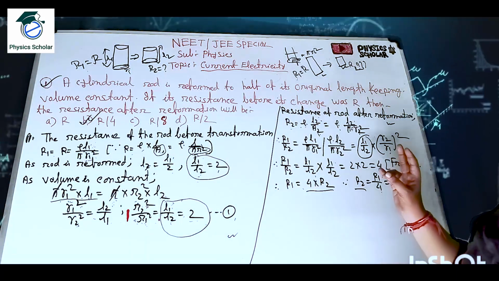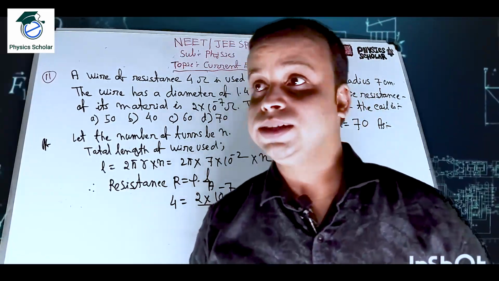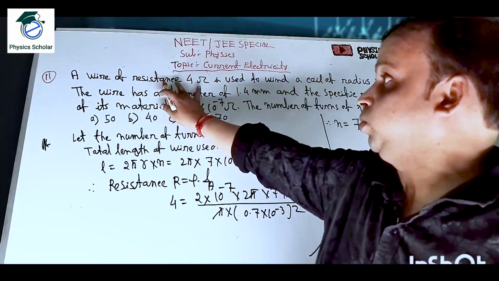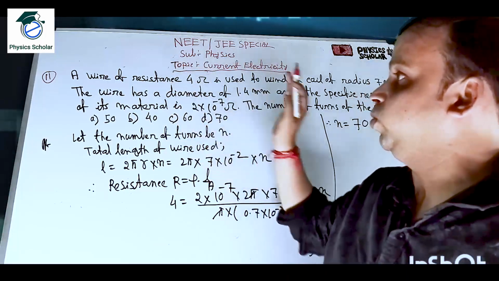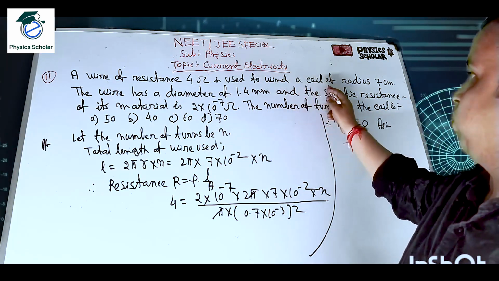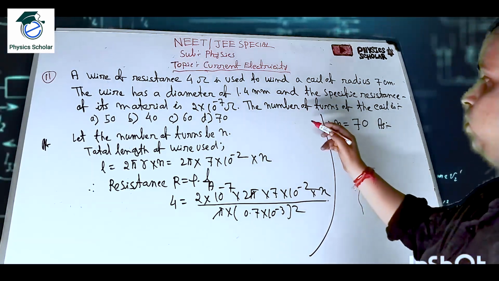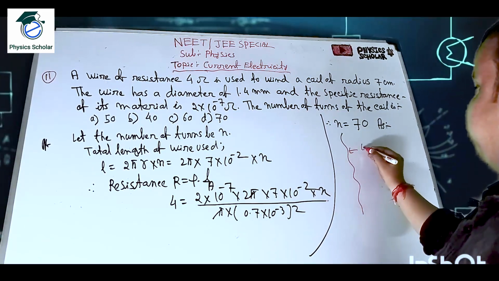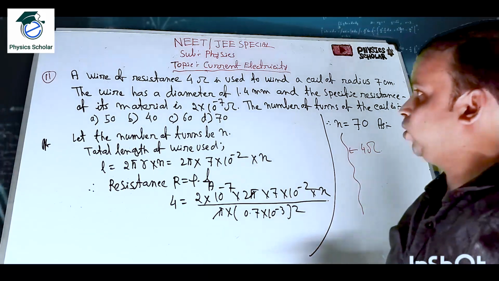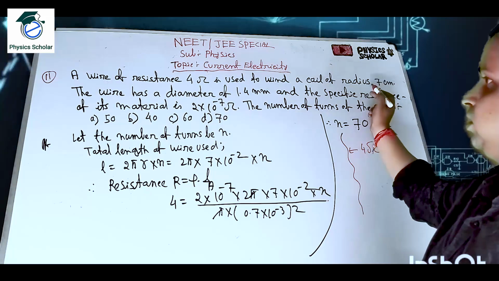Now let us move to sum number 2, numeric problem 2. A wire of resistance 4 ohm is used to wind a coil. Suppose a wire is there. Clear? The total resistance of the wire is what? 4 ohms. The total resistance of the wire or conductor is 4 ohms. We wind a coil of radius 7 centimeters.